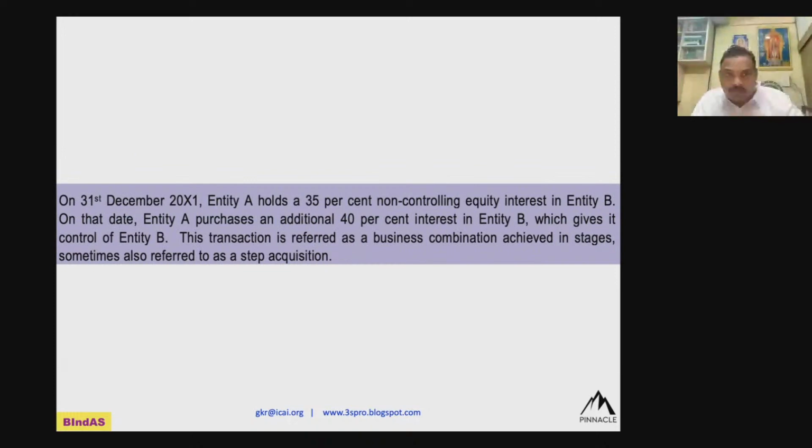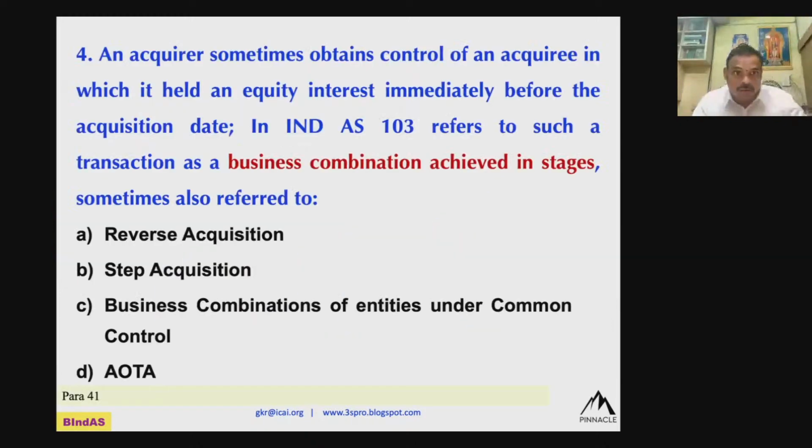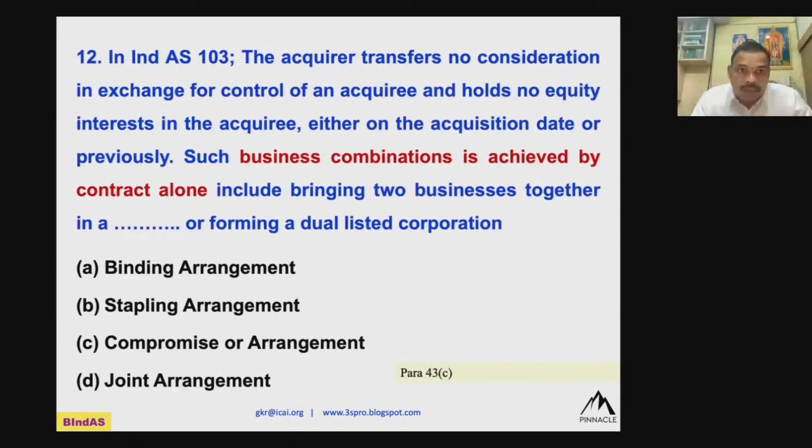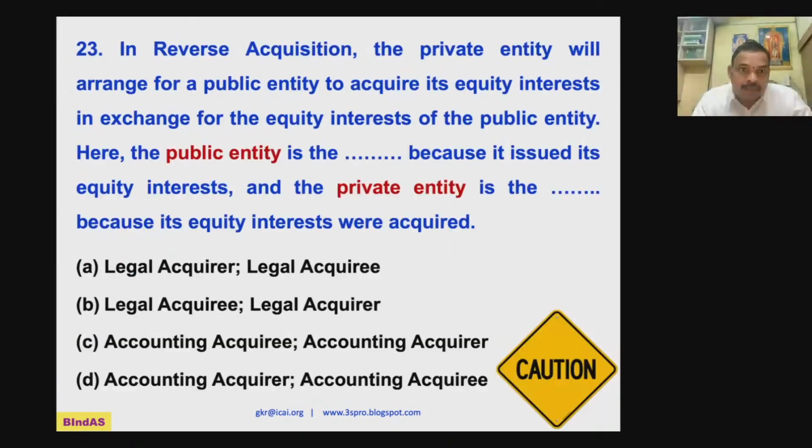Say on 31st December 2021, Entity A holds a 35% non-controlling equity interest in Entity B. On the date, Entity A purchases an additional 40% interest in Entity B, which gives it control of Entity B. So this transaction is referred to as business combination achieved in stages, sometimes also referred to as step acquisition. Okay. So step acquisition or business combination achieved in stages, both are the same. Okay. Good. Now let me take you to another interesting question.